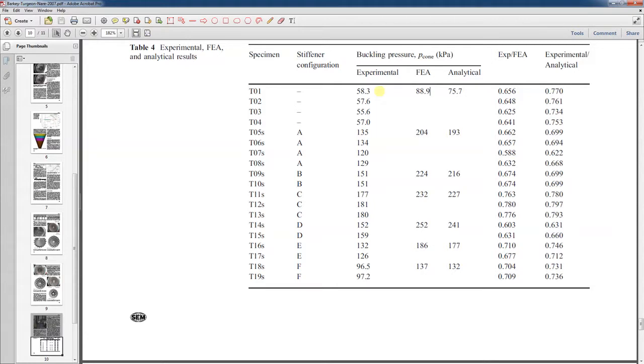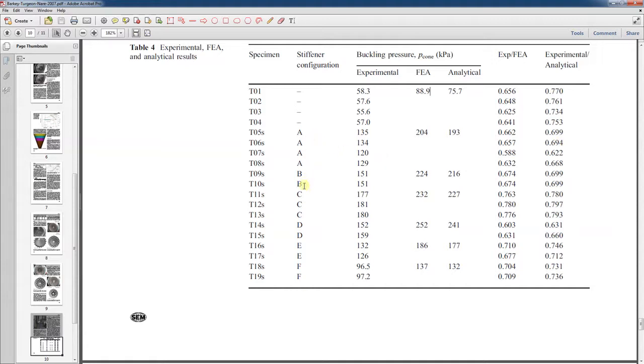And this ratio of the experimental and finite element solutions, or the experimental and analytical solution, can give you what's called a knockdown factor that you would want to use in your design. So the knockdown factors based on these tests were between 0.73 and 0.77. And that was fairly consistent for these different stiffening ring configurations.